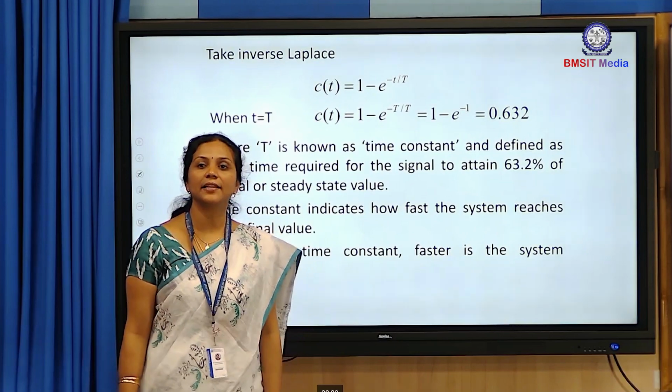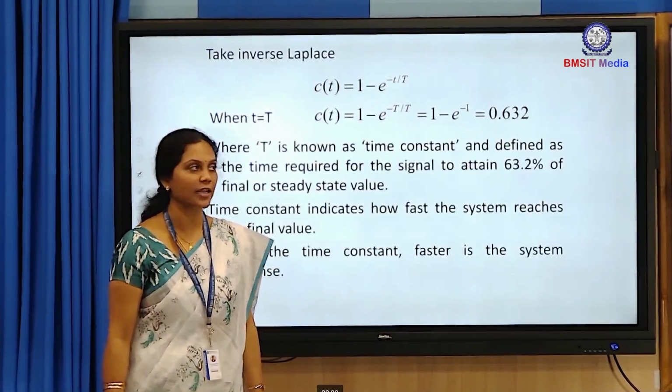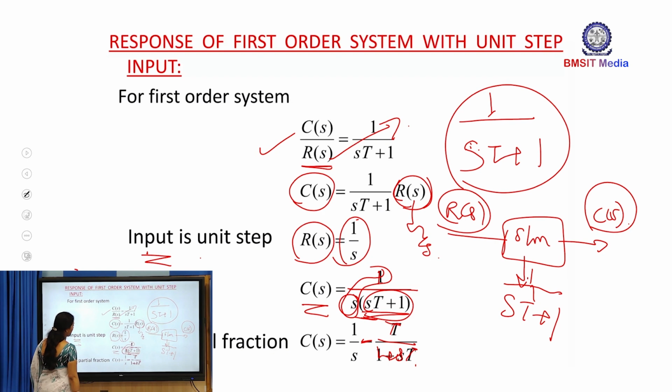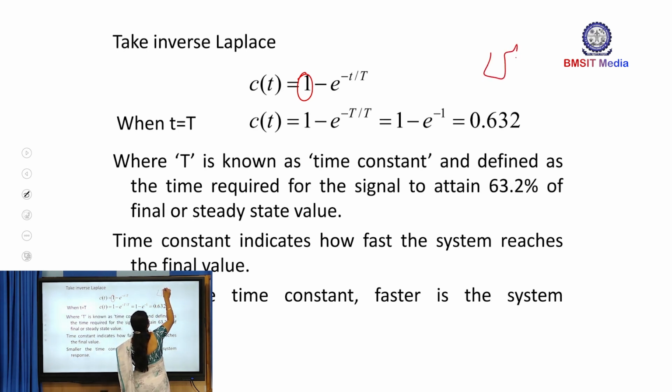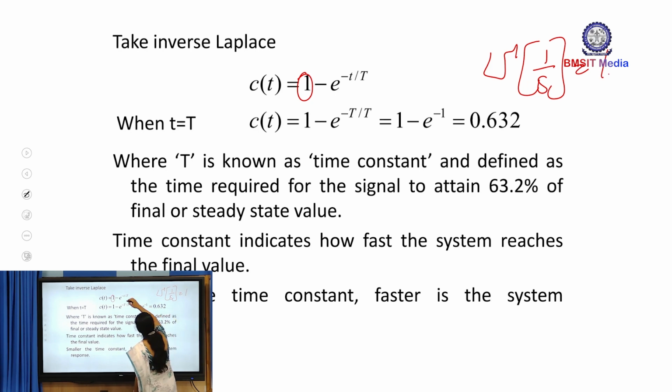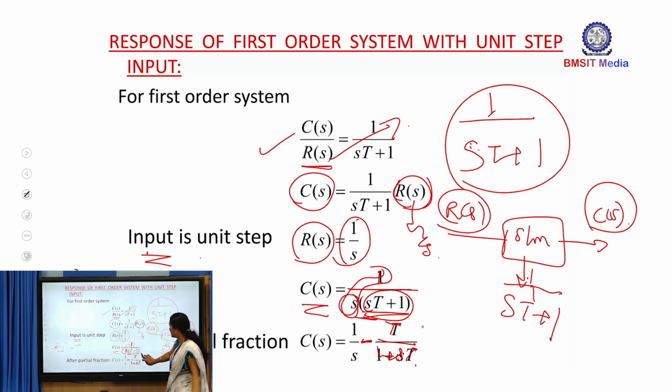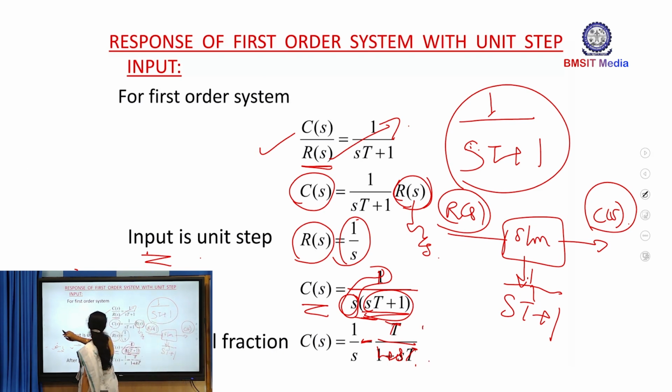Now I will be taking the inverse Laplace of that particular function. If I take the inverse Laplace, what is 1 divided by s? The inverse Laplace transform of 1 divided by s is nothing but equivalent to 1. These are the standard formulas with respect to the inverse Laplace transform. So the same one I have substituted here. And what is the second part? The second part is T divided by 1 plus sT.